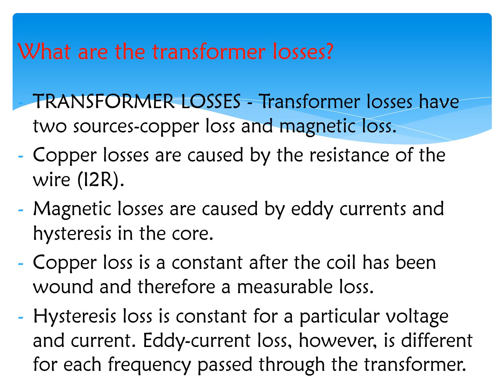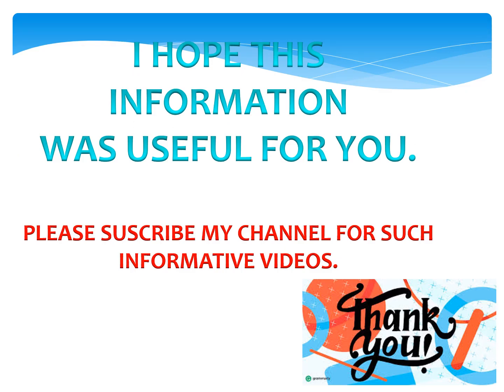Copper loss is constant after the coil has been wound and therefore is a measurable loss. Hysteresis loss is constant for a particular voltage and current. Eddy current loss, however, is different for each frequency passed through the transformer.